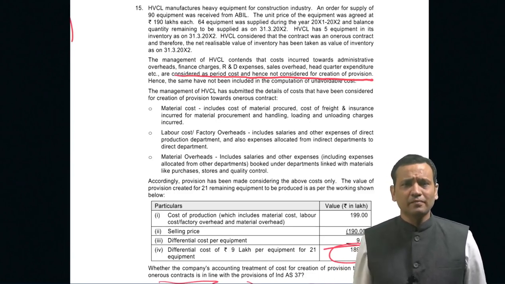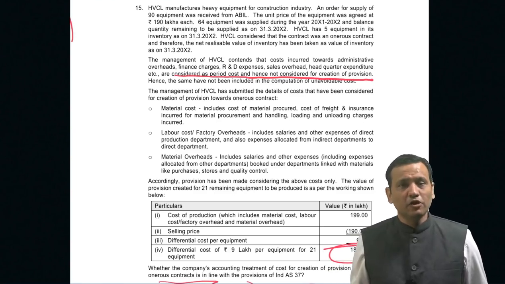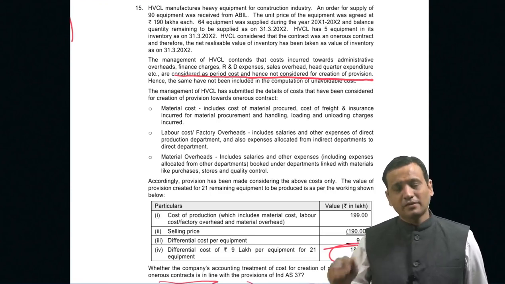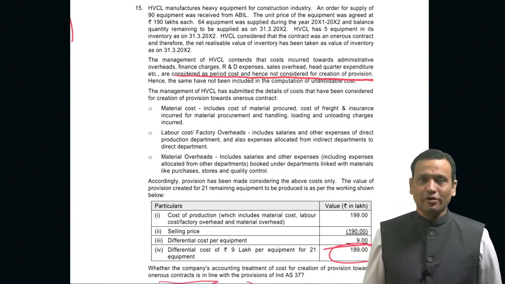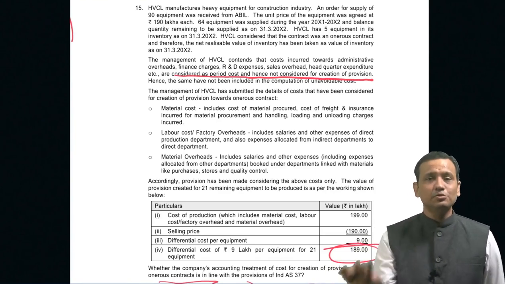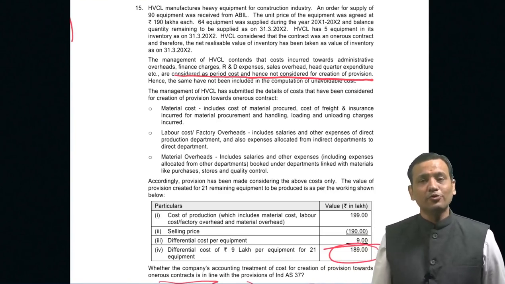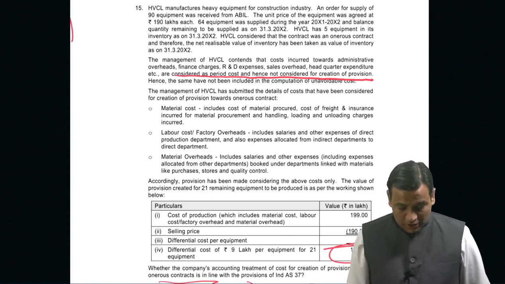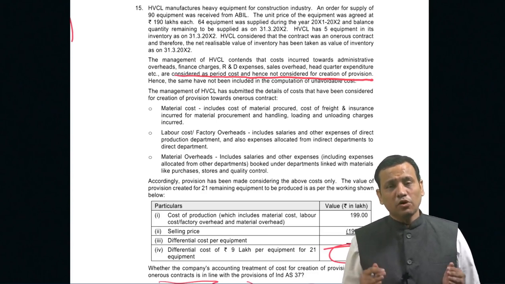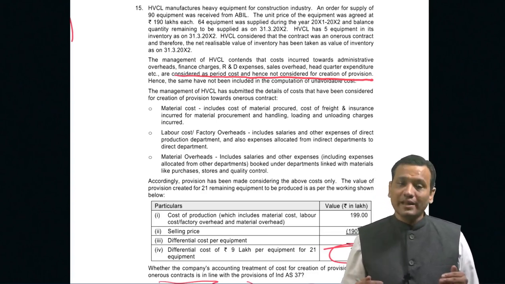Because what will happen if the economic benefit is 100 and the unavoidable cost is 120? I'll say, okay, let's fulfill the obligation, so I'll have a loss of 20. But if I can cancel the contract and have to pay damages of 15, then the standard says create a provision for 15, because obviously you are going to cancel that contract. Here the point comes, what amount should be considered for the purpose of calculation of your unavoidable cost?